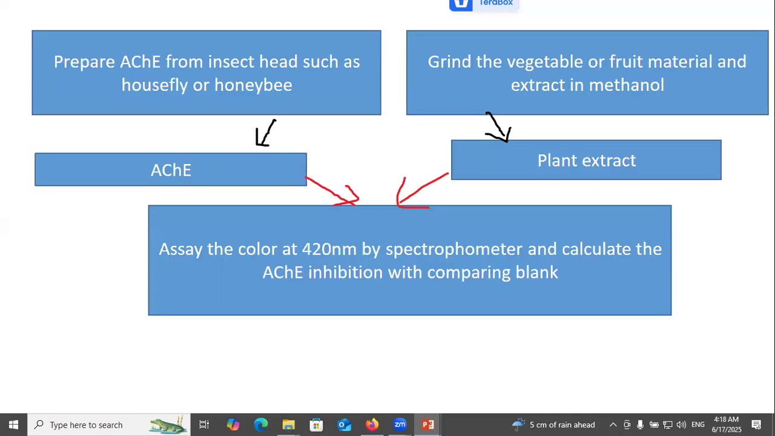Prepare acetylcholinesterase from insect heads such as housefly, honeybee. Grind the vegetables, fruits, materials and extract in methanol. Plant extract. Read the color at 420 nanometer by spectrophotometer and calculate the acetylcholinesterase inhibition by comparing with the blank.